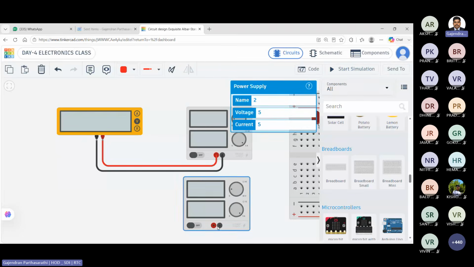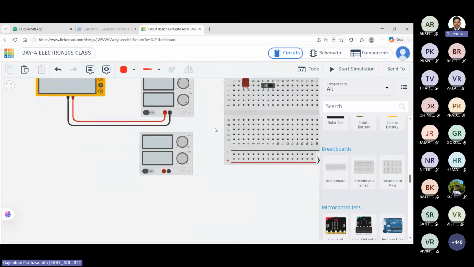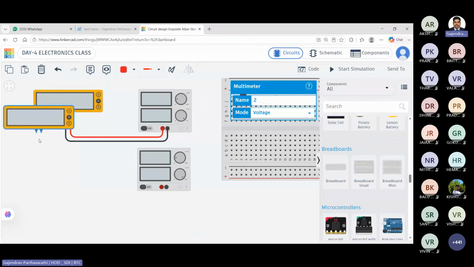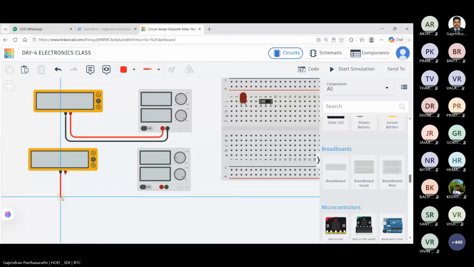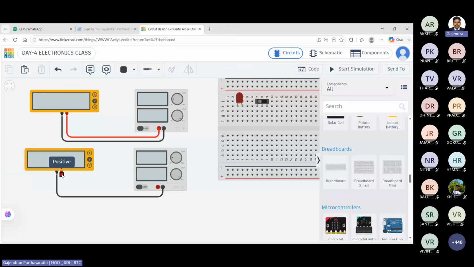For your better understanding, I'm going to take one more circuit, a similar kind of circuit.